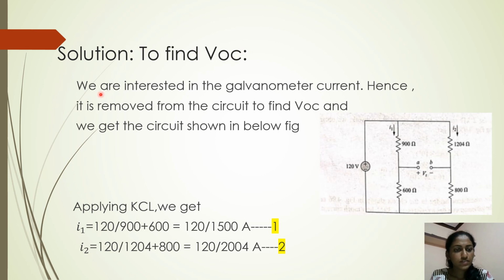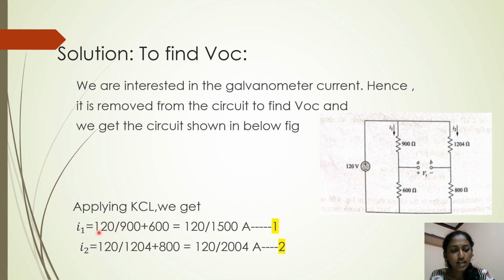To find VOC, we are interested in the galvanometer current, hence it is removed from the circuit, and we get the circuit as shown in the figure below. In this figure, we are removing the galvanometer to find the VT or VOC of the circuit, and we are replacing the 1200 ohm R2 resistor with a 1204 ohm resistance and we are applying KCL here to find I1 and I2.